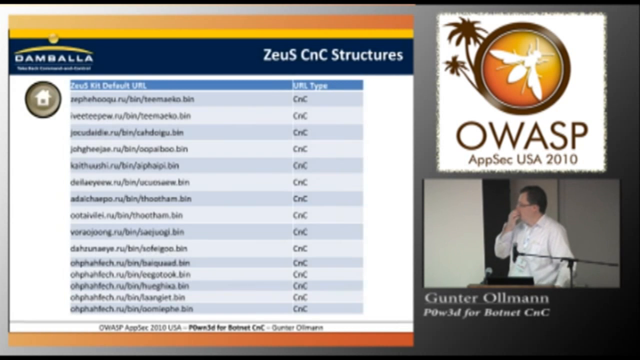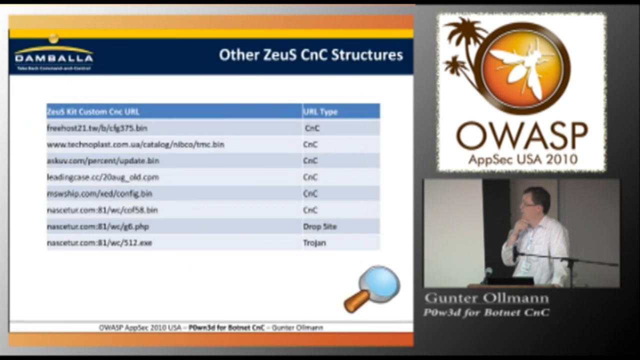And to give you some sort of examples of things that you sort of see. So here is Zeus command and control. So there, as you see, these are actually all live sites, I believe, still waiting to be taken down. But as you can see, many of them are .ru, so they'll probably never be taken down.